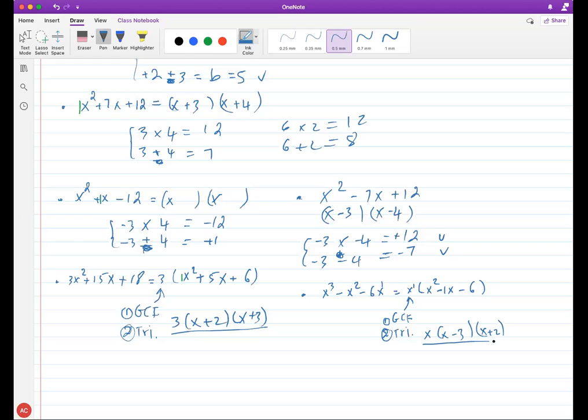And that's it. So we factored this trinomial, even though it was degree 3. So x was common, we factored the x first, then we factored the trinomial into this. Again, you can easily check: if you distribute this, you should get back to the expression. And that's pretty much how you do trinomial factoring.